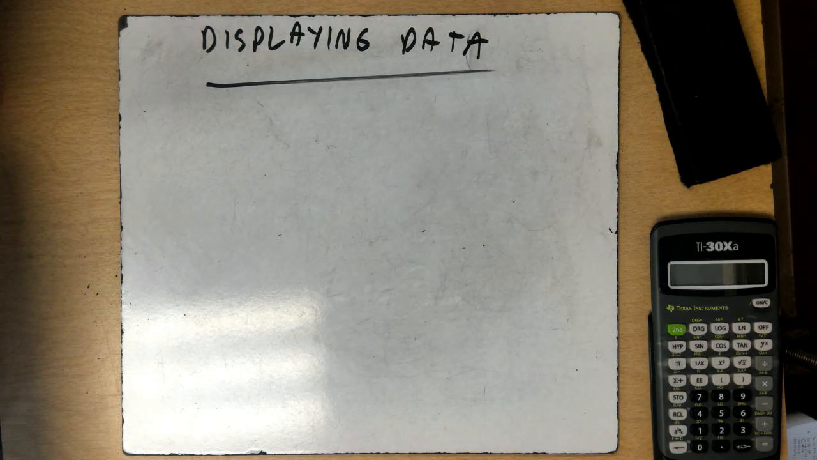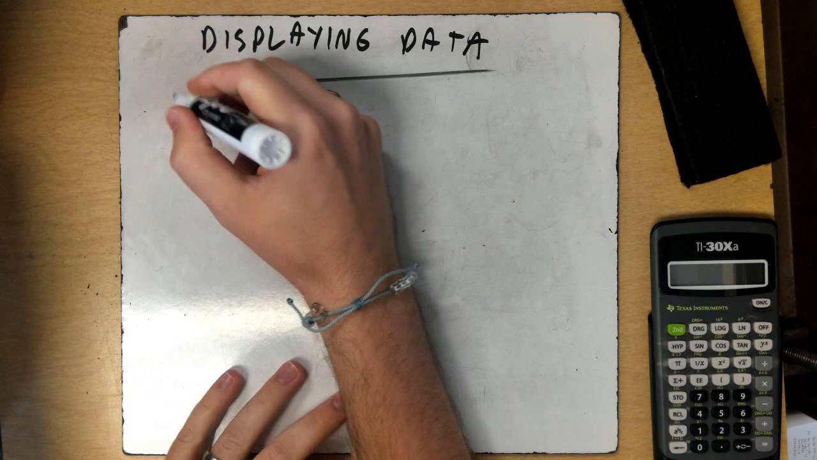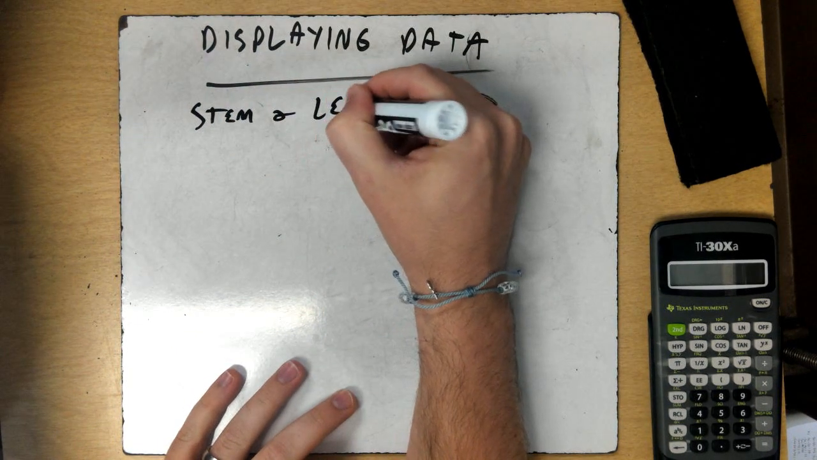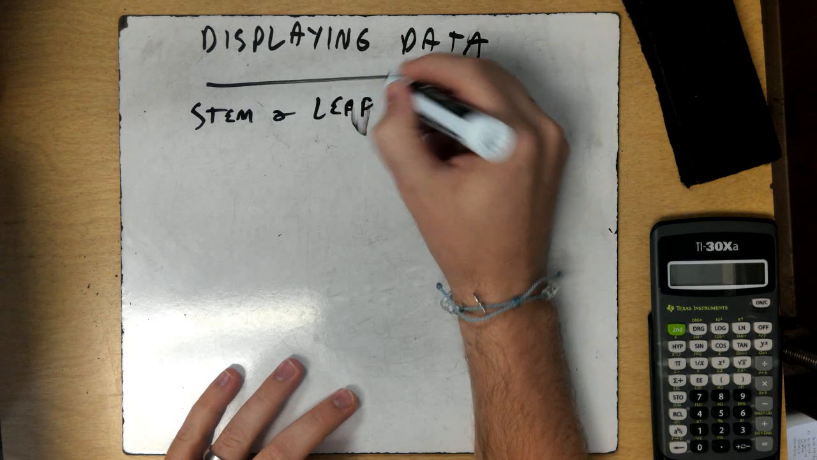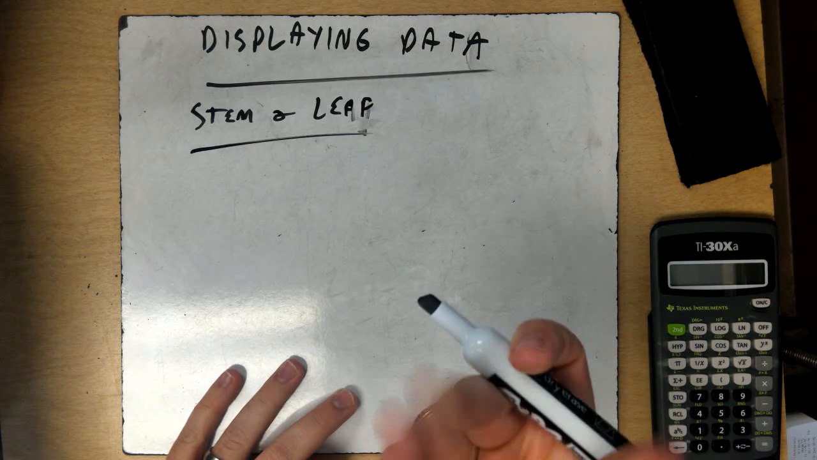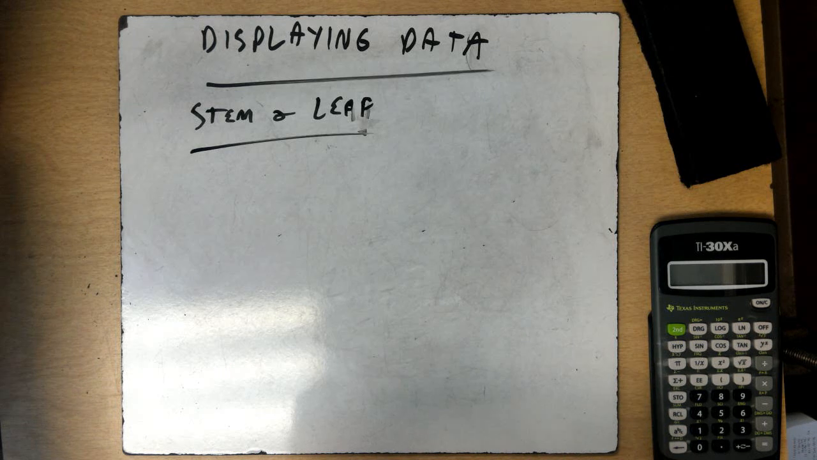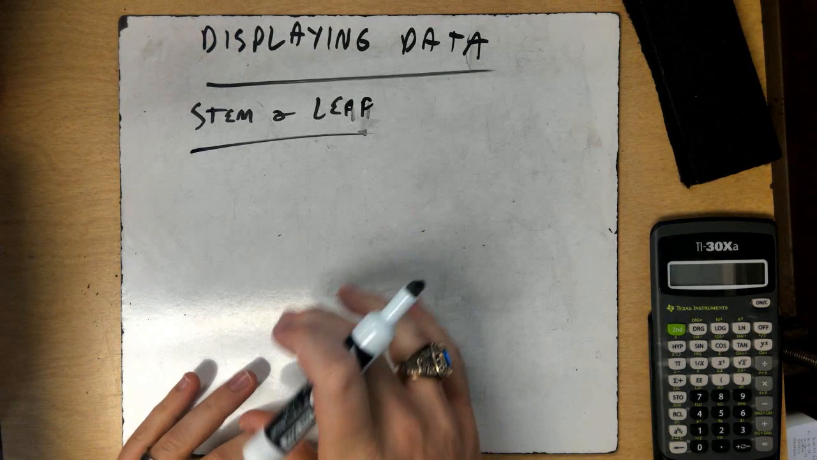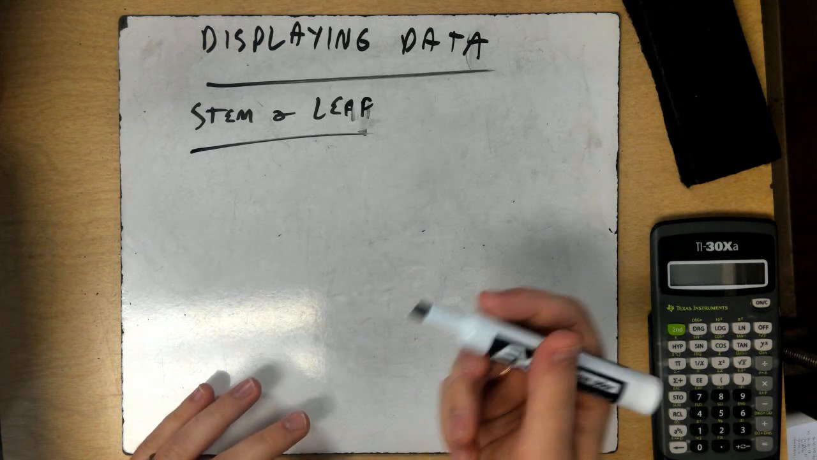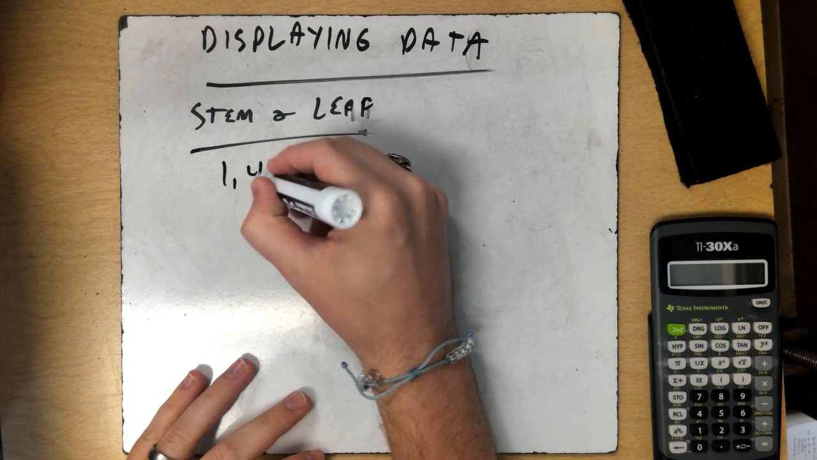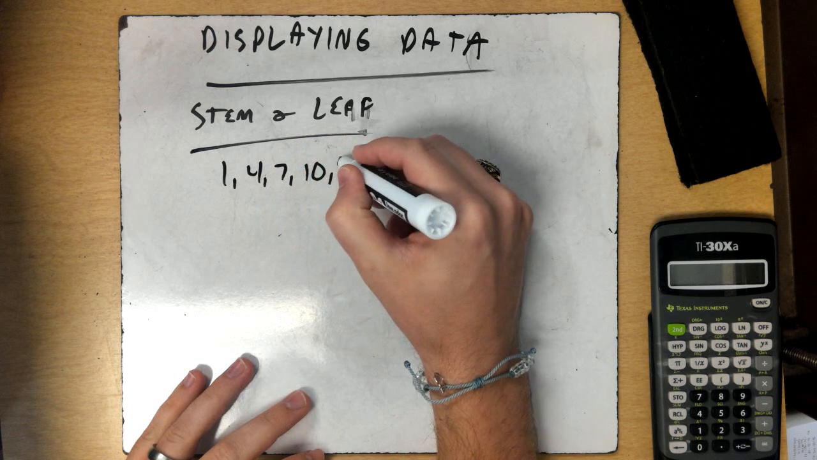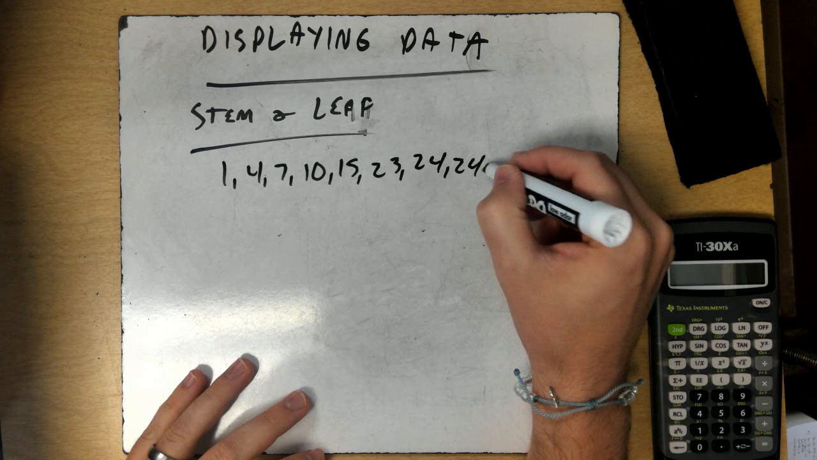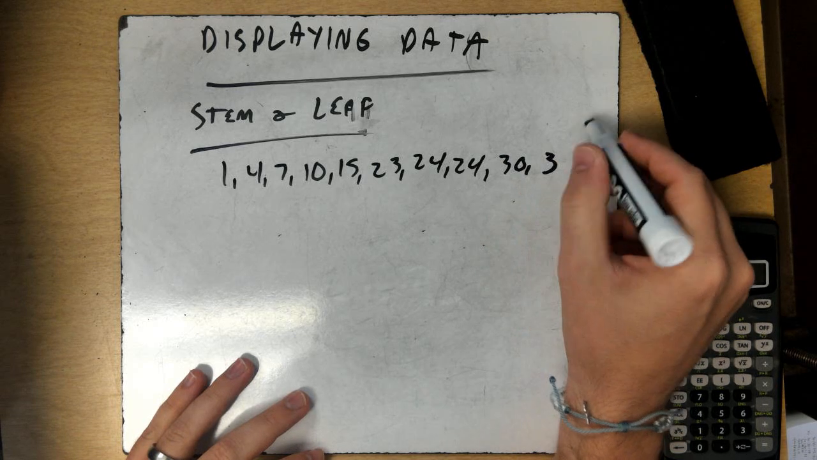Okay, so the first way we're going to start off is stem and leaf. Okay, stem and leaf. Leaf, not leaf. All right, stem and leaf. Stem and leaf is a way of organizing individual numbers. So let's get some numbers. Let's do 1, 4, 7, 10, 15, 23, 24, 24, 30, 35.